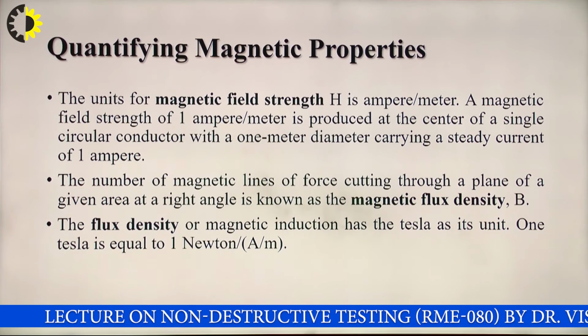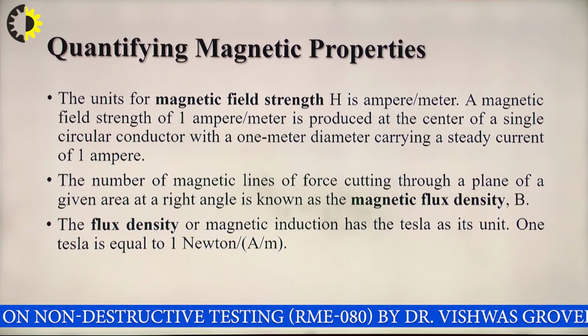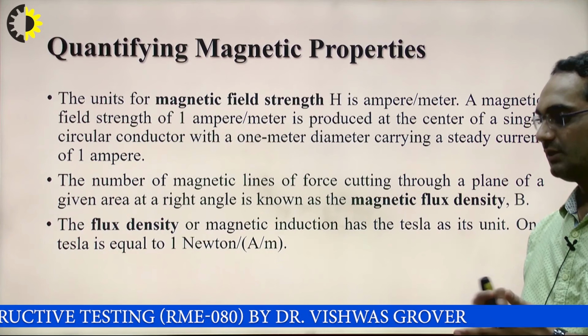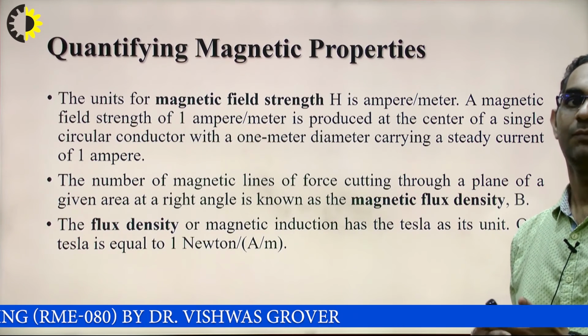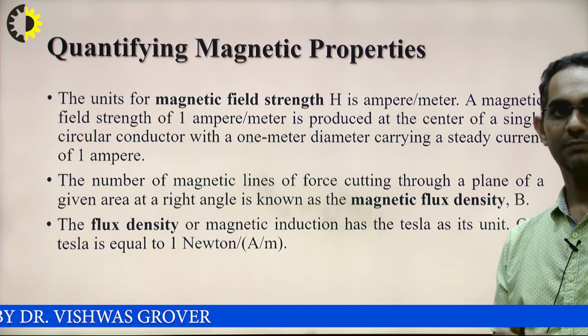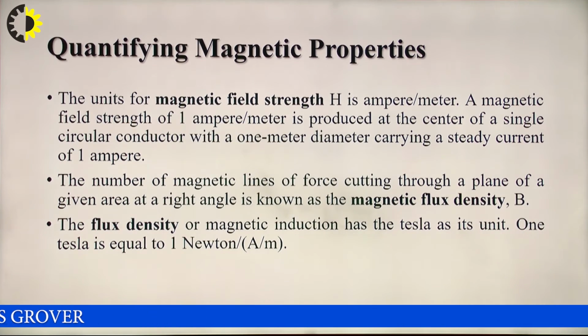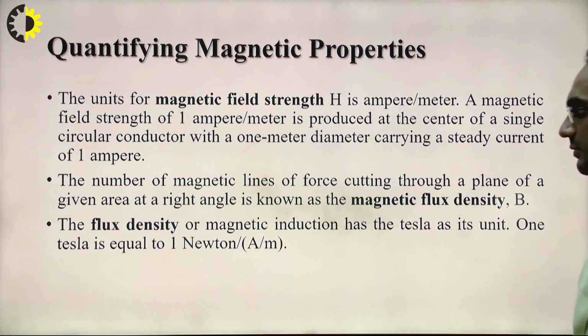Next is quantifying magnetic properties, which means to measure the magnetic properties. The unit for the magnetic field strength H is amperes per meter.